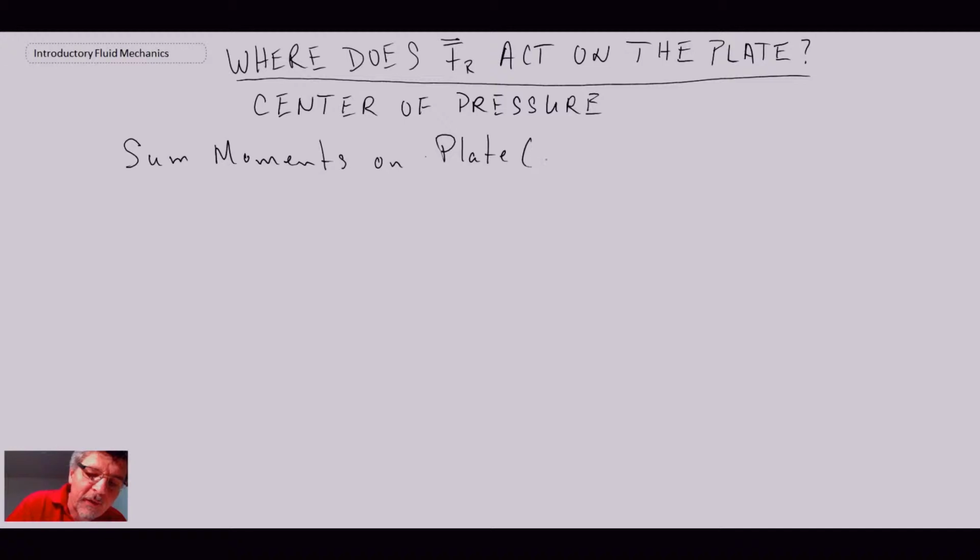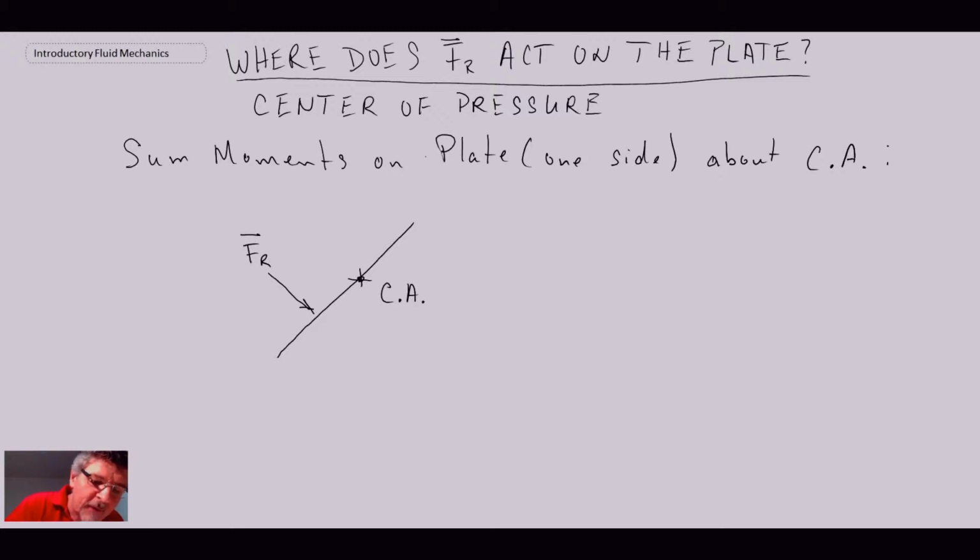And remember, the forces are acting on one side here because we're assuming that there is no fluid on the lower side of the plate. But we're going to sum moments about the center of area, which we've denoted as being capital C, capital A. So let's sketch out our plate. Here was the plate, and let's say, just for sake of argument, the center of area was right there. What we have is this force, the resultant force due to the fluid, and it's acting at this location, which we've referred to as being the center of pressure.